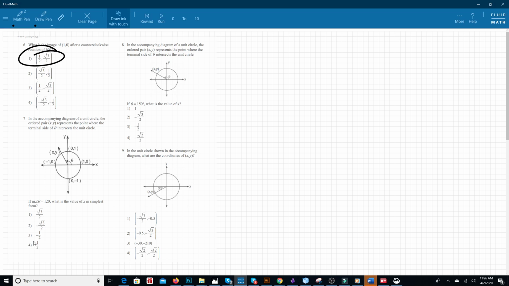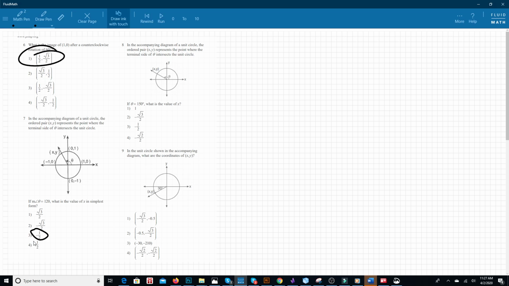All right, so let's look at the next question. We're on question 8 now. Anybody have any questions so far? This is -1/2. So question 8 says, in the accompanying diagram of a unit circle, the ordered pair (x, y) represents the point where the terminal side of theta intersects the unit circle. If theta equals 150 degrees, what is the value of x?